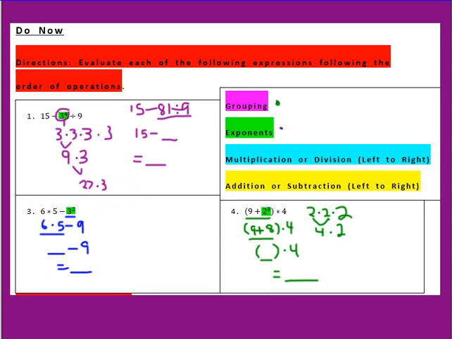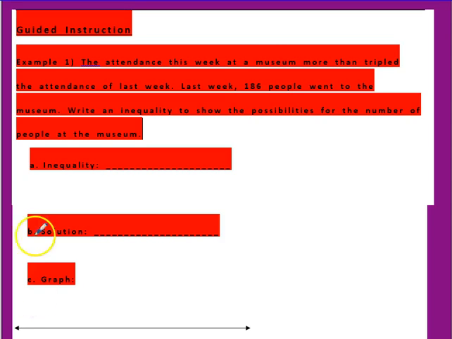Excellent job. Now on to the guided instruction.